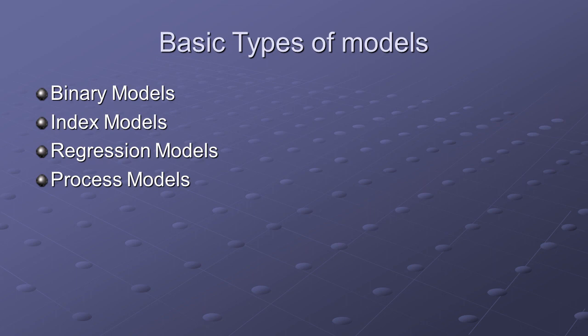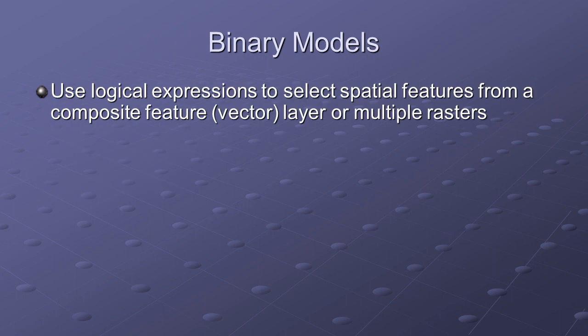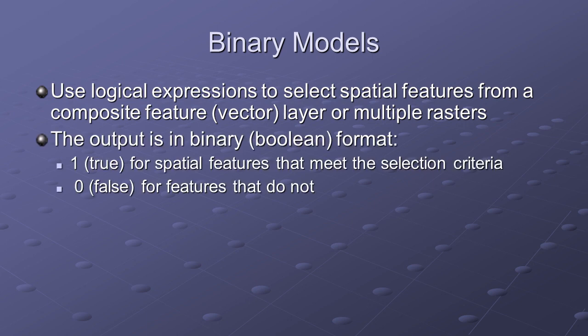We're going to talk about 4 basic types of models. First is the binary model. This uses logical expressions to select spatial features from a composite feature, vector layer, or multiple rasters. The outputs are Boolean in nature, 1 being true, 0 being false. It's a pass-fail, it's a yes-no, it's an is or is not kind of a thing.